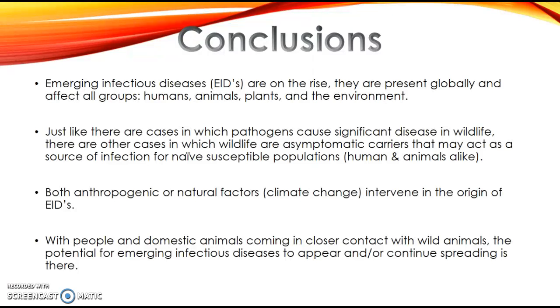Both anthropogenic or natural factors, like climate change, for example, intervene in the origin of emerging infectious diseases. And with people and domestic animals coming in closer contact with wild animals, the potential for emerging infectious diseases to appear and or continue spreading is always there.